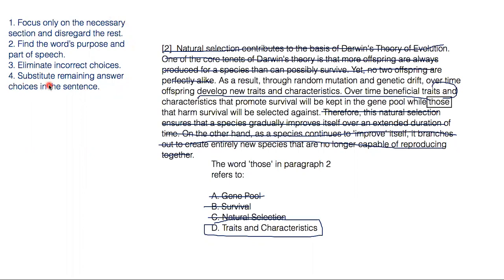And that's all for the reference question strategies for this reading question type today.